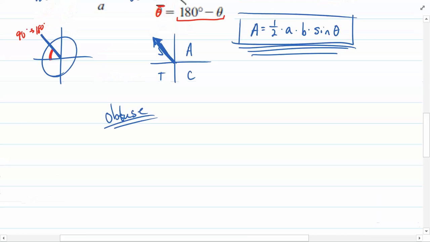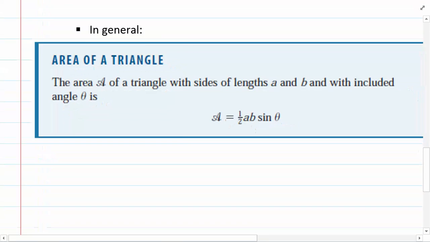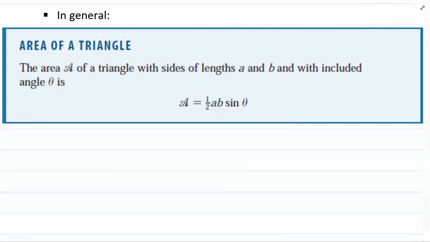And our textbook also summarizes this. In general, the area of a triangle can be found with side lengths a and b with an included angle as A, or the area, is equal to 1/2 times side length a times the side length b times the sine of theta. Now again, remember that this has to be an included angle. So two sides and an included angle would be two sides with the angle in between them.